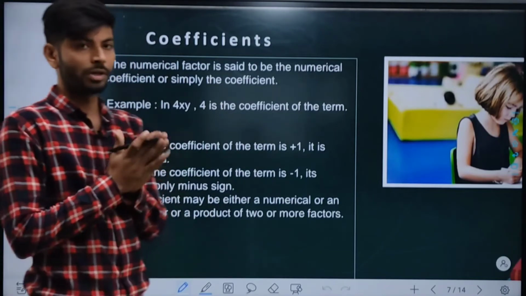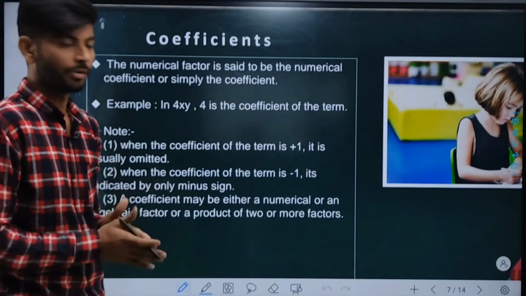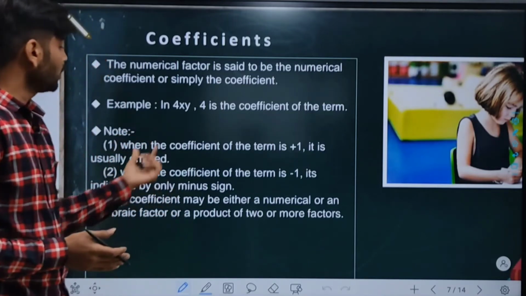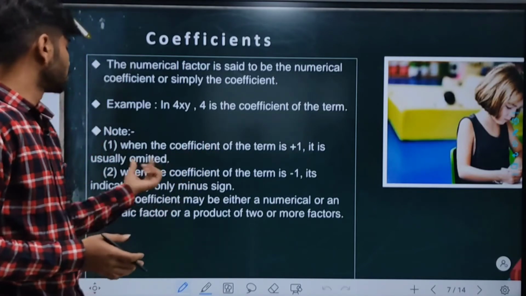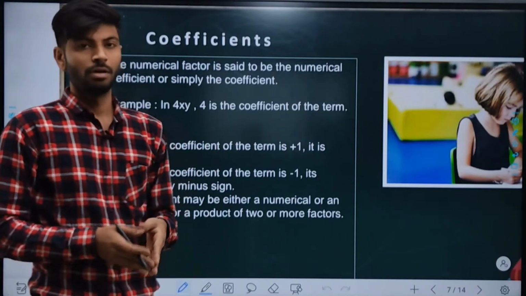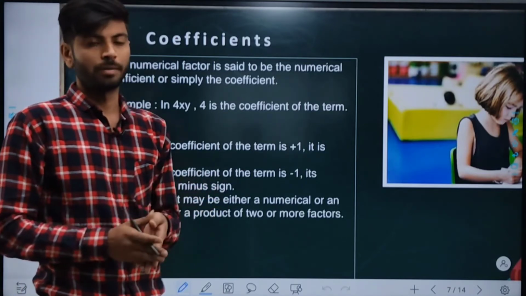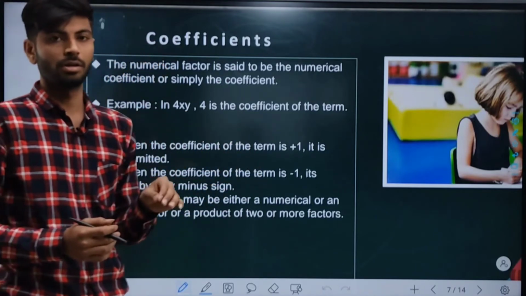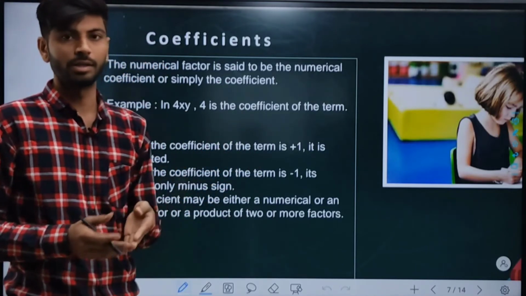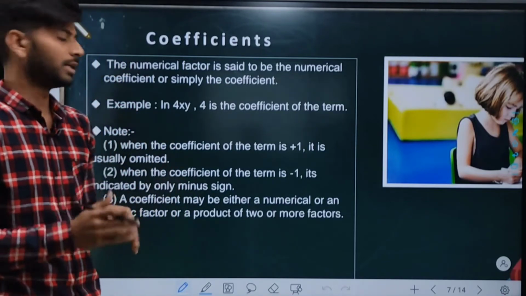But sometimes what happens? Let's see some notes and we will understand it better. When the coefficient of the term is plus 1, it is usually omitted. For example, if the term given is xy, it is not written plus 1 xy, but you can say the coefficient of the term is plus 1.